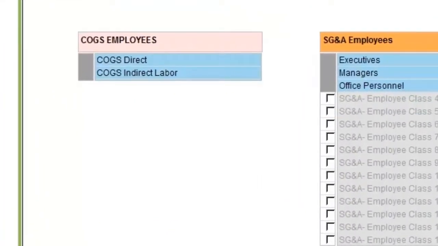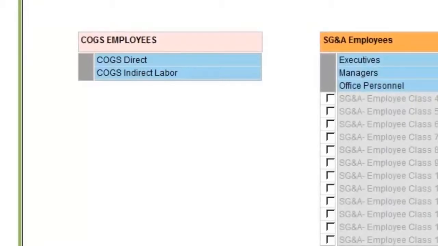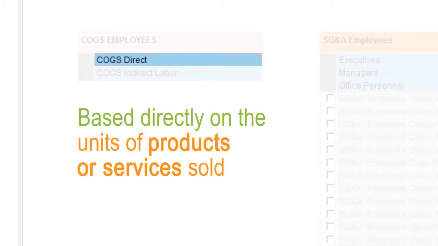There are two categories for hourly cost of goods sold employees: direct and indirect. In the employee data section, both of these categories can be further divided into employee types. COGS direct employee hours are based directly on the units of products or services sold. These employees could be electricians, shop engineers, or programmers.